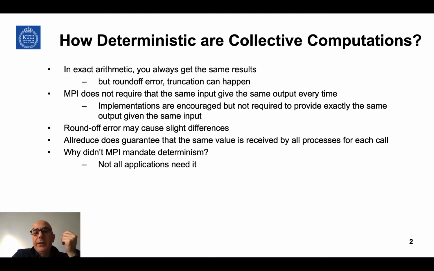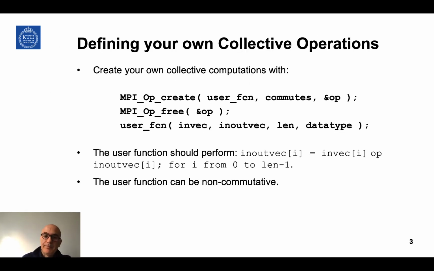Well, so why didn't MPI mandate determinism? The major reason is that not all applications need it, right? The only example I know that requires exact reproducibility of the results is the weather forecast application. For instance, this is called IFS, and they implemented their own collective to enforce that the collective computation is reproducible.